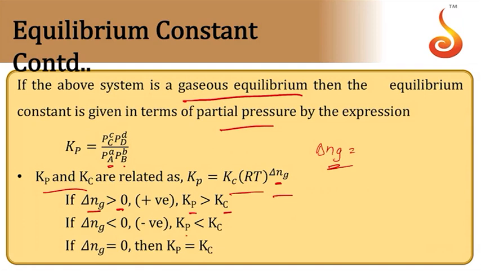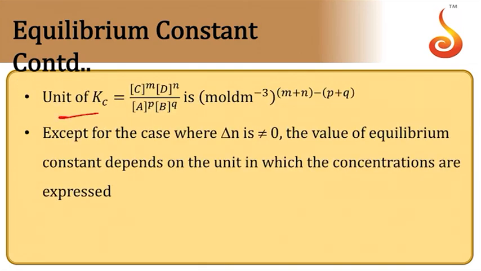So delta n is equal to the number of moles of gaseous products minus the number of moles of gaseous reactants. Therefore Kp will be equal to C to the power m, D to the power n, by A power p, B power q. All these m, n, p and q are nothing but stoichiometric coefficients in a balanced equation. So delta n will be equal to m plus n minus p plus q, meaning the number of moles of gaseous products minus the number of moles of reactants, which is taken as delta n.